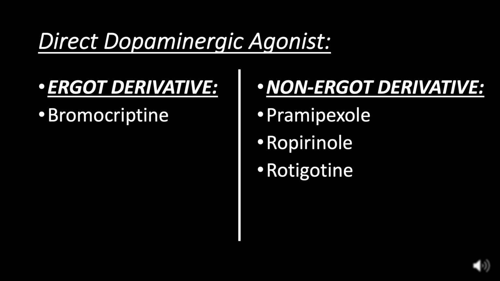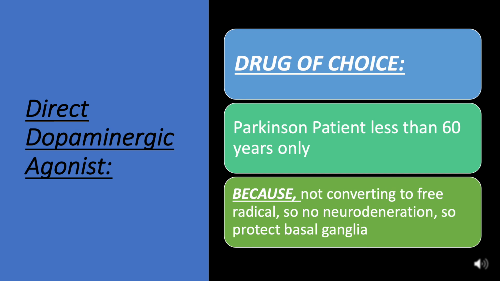Direct dopaminergic agonists: ergot derivative, bromocriptine; non-ergot derivatives, pramipexole, ROPINIROLE, rotigotine. Direct dopaminergic agonists are the drug of choice for Parkinson patients less than 60 years only, because they are not converted to free radicals, so there is no neurodegeneration, and they protect the basal ganglia.